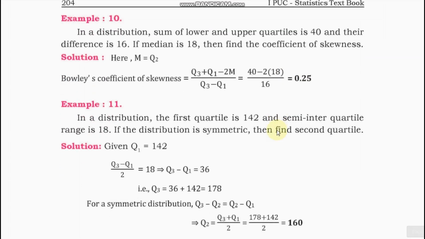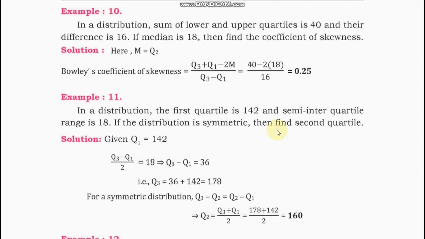Next, let us look at some problems based on Bowley's coefficient of skewness. So these are also 2 mark questions. In a distribution, the sum of lower and upper quartiles is 40 and their difference is 16. If the median is 18, then find the coefficient of skewness. Sometimes to confuse you, they won't say the value of second quartile. Instead of second quartile, they will give you the median. So remember one thing, that median is the second quartile, or second quartile is equal to median.